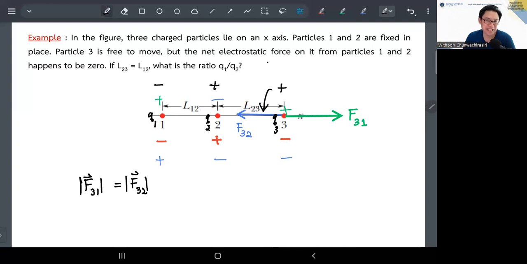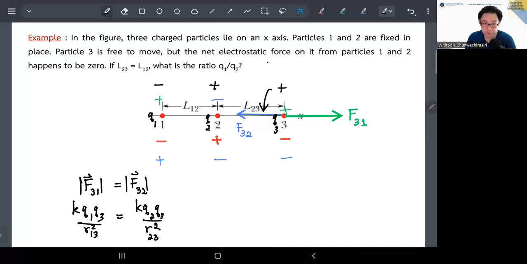Okay. All right. So if this is good, then now let's calculate the magnitude of the force between 3 and 1. From Coulomb's law, it's going to be K Q1 Q3 over the separation between those two charges squared. With me? And same thing happens to the F32. It's going to be K Q2 Q3 divided by the separation between those two charges squared.